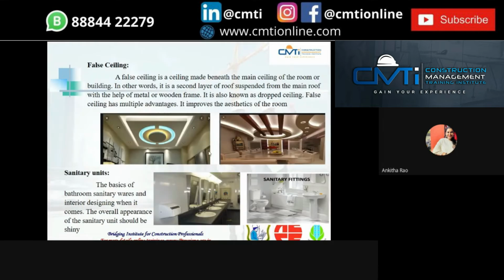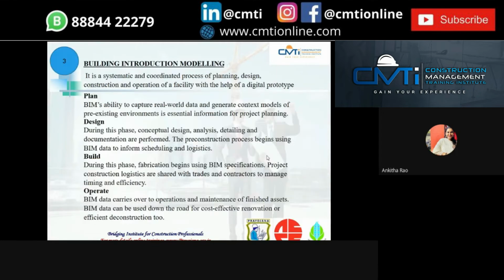And the false ceiling. False ceiling is the ceiling made beneath the main ceiling of the room. We use POP, plaster of Paris, more often, and it gives an aesthetic look to the room, a more rich look to the room. And the sanitary units. Sanitary units are the bathroom sanitary wares, where we get all the facilities there. And next is building information modeling.